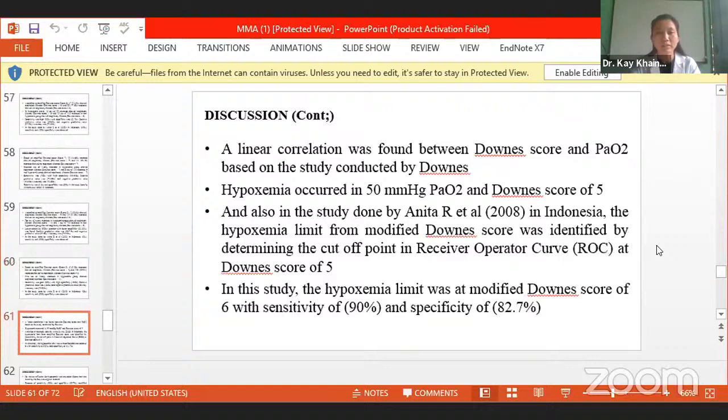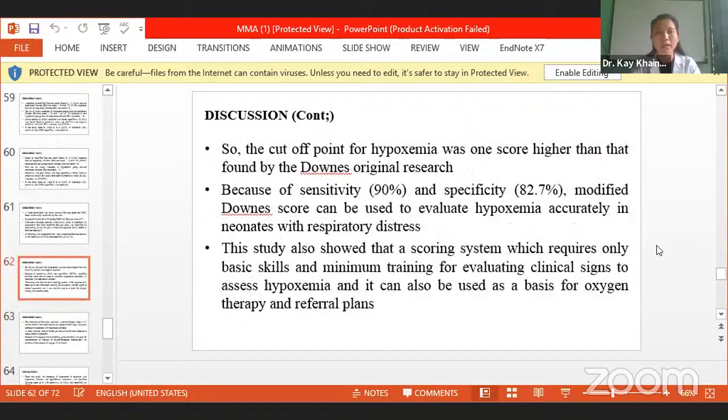Discussion. A linear correlation was found between Downes score and PO2 in the study conducted by Downes. Hypoxemia occurred at 50 mmHg PO2 and Downes score of 5. Also in the study done in Indonesia, the hypoxemia limit from modified Downes score was identified by determining the cutoff point in receiver operating characteristic analysis at Downes score of 5. In this study, the hypoxemia limit was at modified Downes score of 6 with sensitivity of 90% and specificity of 82.7%. So the cutoff point for hypoxemia was one score higher than that found by Downes' original research.